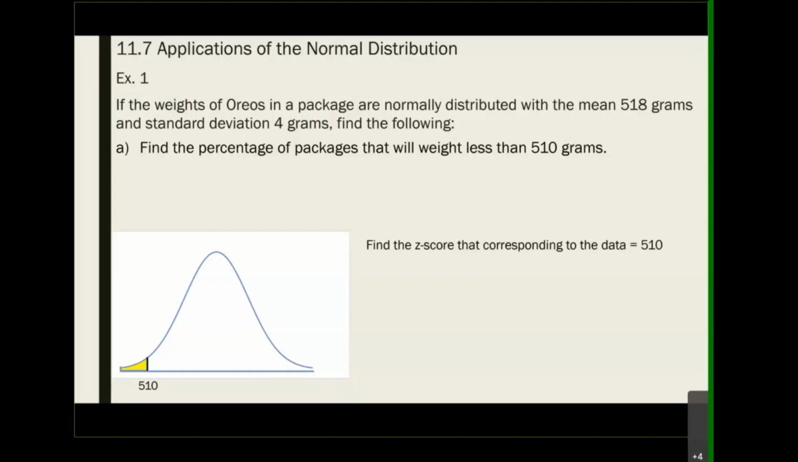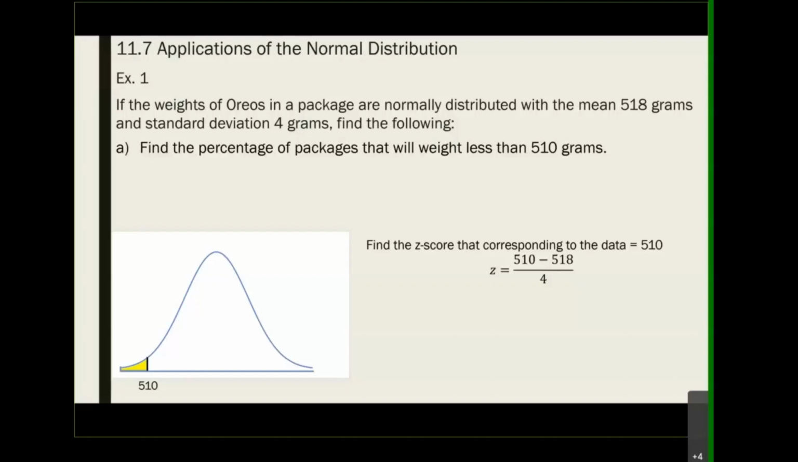The second step is we need to convert the data to a standardized normal value, which is the z-score. To do that, reminder, we take the data, which is 510, minus the mean, which is 518, divided by the standard deviation, which is 4. The information is up there from the problem for part A: those are the 3 numbers they give us. 510 is the data, 518 is the mean, and 4 is the standard deviation.